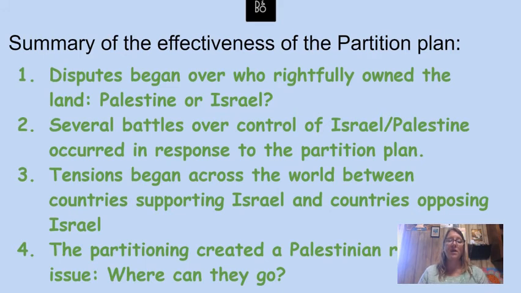And then four, as you saw in the image before, the partitioning creates a Palestinian refugee issue. As the green got smaller and smaller and smaller, where can the Palestinians go? So it creates the reverse problem. First, you have a problem of what are you going to do with all these Israeli refugees, and your solution for them has now created a problem for where do Palestinian people go? And it is an ongoing issue.